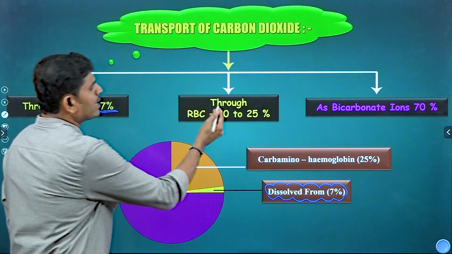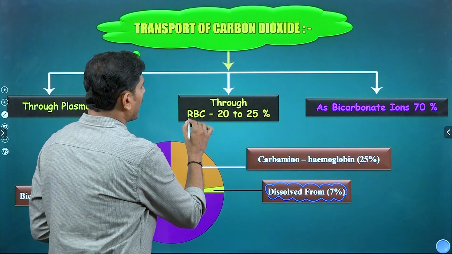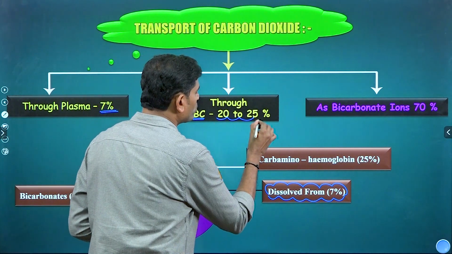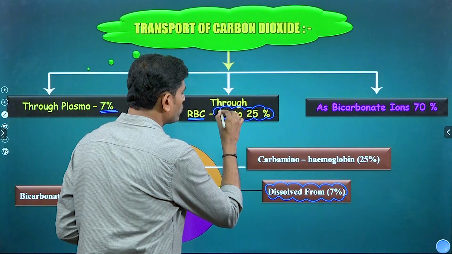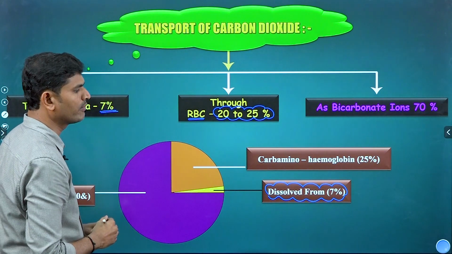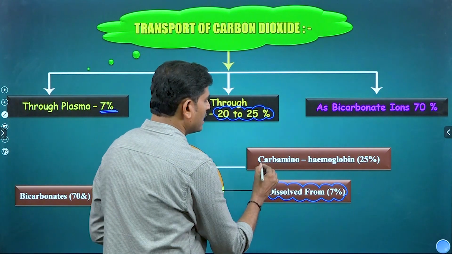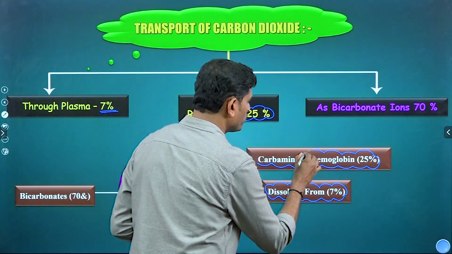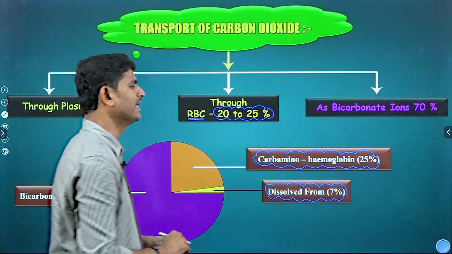Next one. The second method is through RBC. Through RBC, how much is it? 20 to 25%. Here, where is it? Yes, as carbaminohemoglobin, that is 20 to 25%.